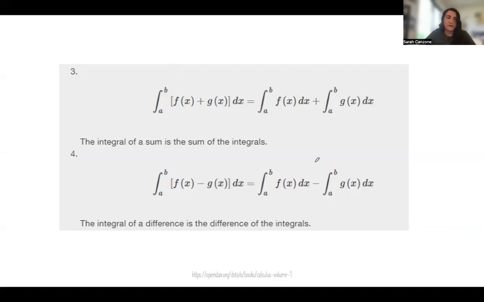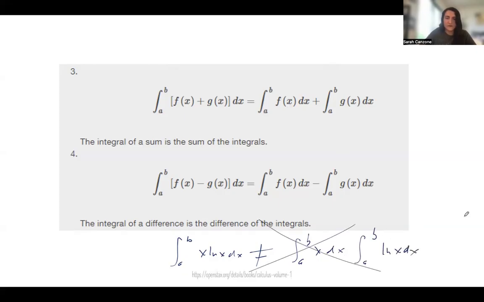The only thing that you cannot do is distribute the integral over multiplication or division. So my example last time was, say we have the integral from a to b of x ln x dx. We cannot say that this is equal to the integral from a to b of x dx times the integral from a to b of ln x dx. This is not true. We would have to use a different technique that we don't learn in this class, but you can do it with addition and subtraction.